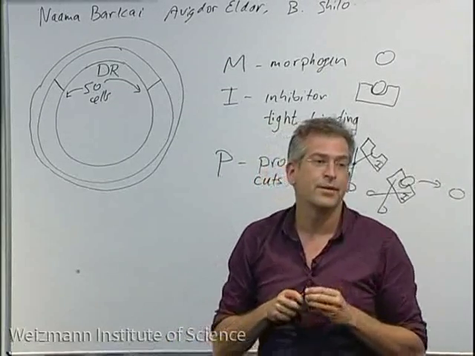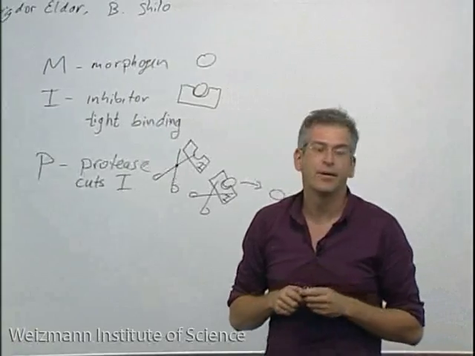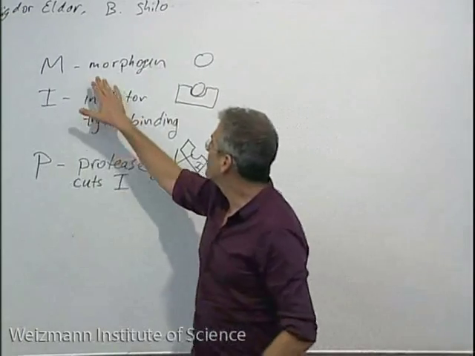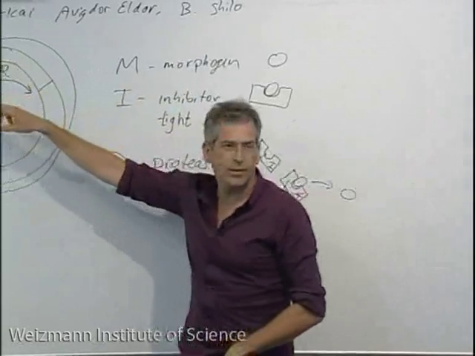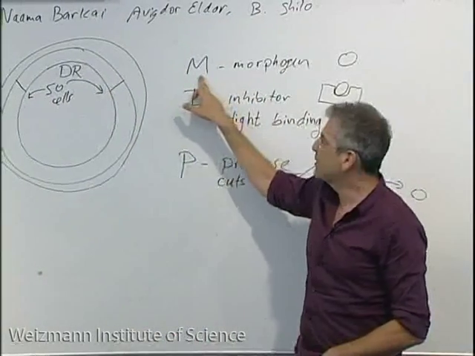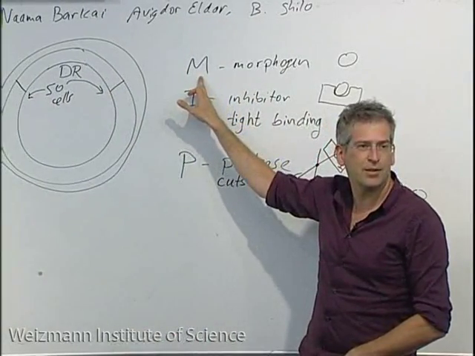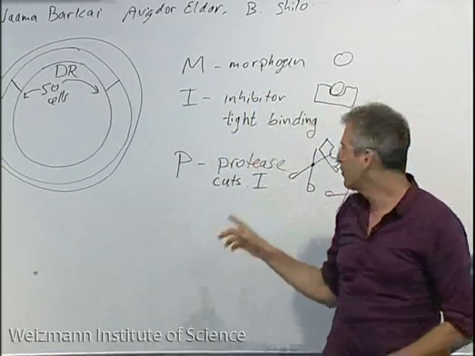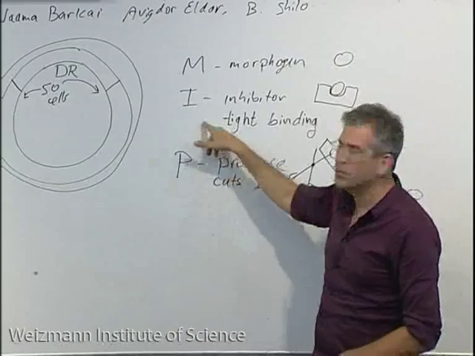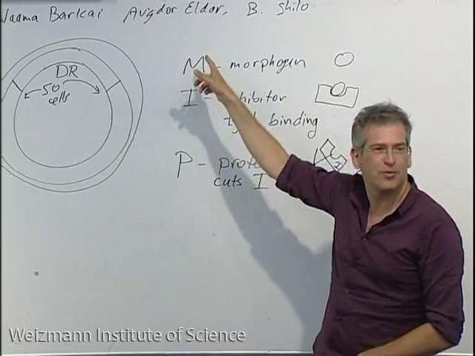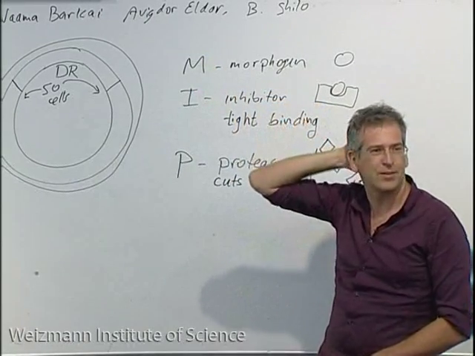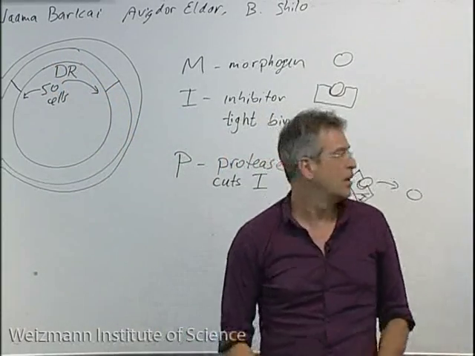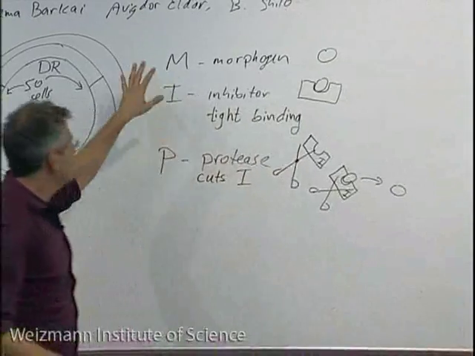What do the mutants look like for these three? Without a morphogen, you don't get patterning. Without the inhibitor, you get a hyperactive morphogen, so the pattern is as if the morphogen was high everywhere. Without the protease, you have too much inhibitor, which means it's like no morphogen. So you can see defects in the embryo. I just want to tell you where these are.